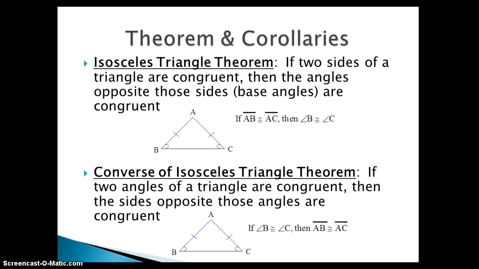First of all, we have the isosceles triangle theorem that says if two sides of a triangle are congruent, then the angles opposite those sides, the base angles, are congruent. So, if we know that the two sides are congruent, we know that the two base angles are congruent. The converse of that says that if the two base angles of a triangle are congruent, then the sides opposite those angles are congruent. So our two legs are congruent. You can see those in the diagrams.